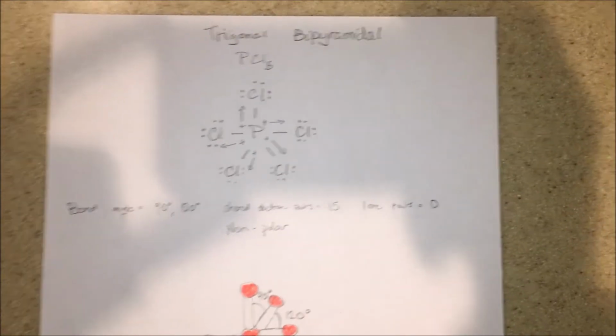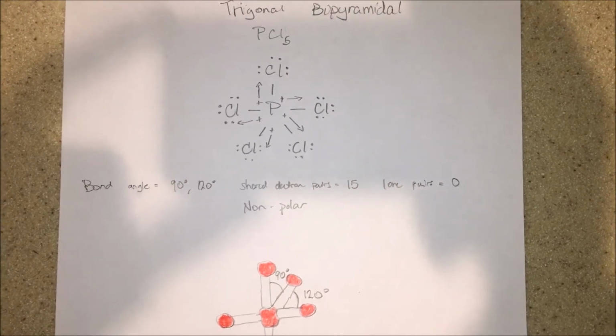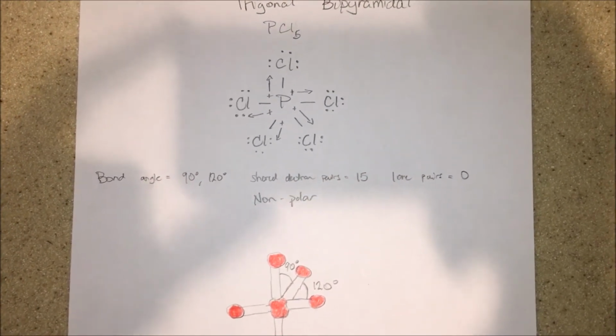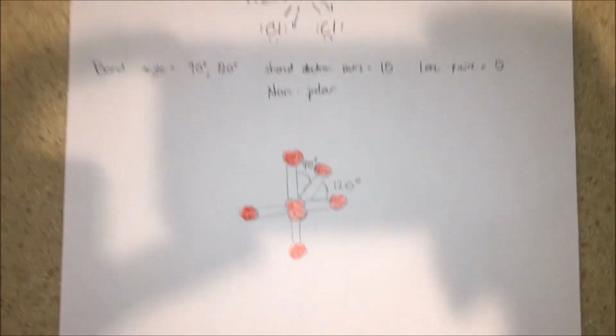Trigonal bipyramidal. Phosphorus pentachloride has bond angles of 90 and 120 degrees, has 15 shared electron pairs and 0 lone pairs. It's also nonpolar.